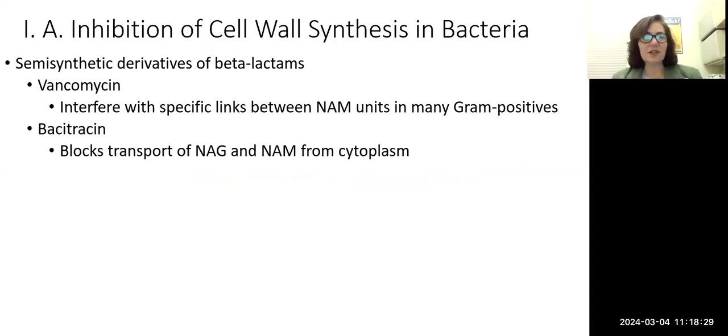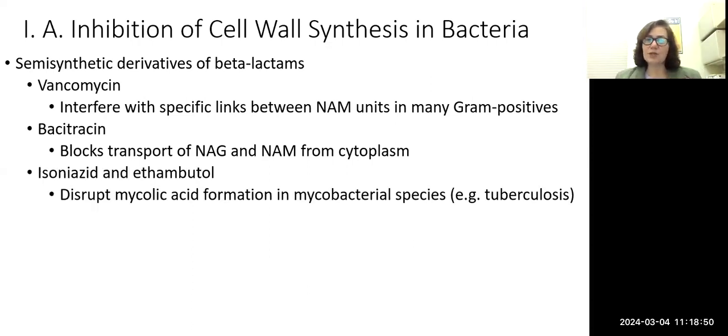Bacitracin, which you may have heard of. This is often used as a topical medication. This blocks transport of NAG and NAM units from the cytoplasm. So it has a different mechanism of action, but it's still focusing on that cell wall that the bacteria have that we don't have.